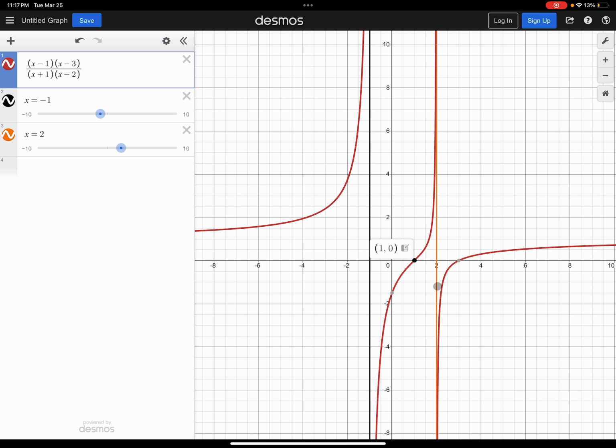And then you have a vertical asymptote at 2, and notice what happens. The function now is negative until what? Until it crosses the x-axis, and now the y value is positive.